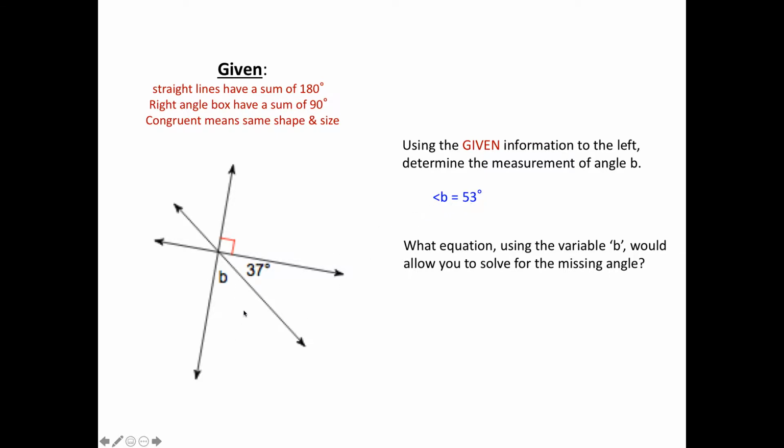be. The equation that we would set up is B plus 37 equals 90. And then when we do the subtraction property of equality, we subtract 37 from both sides and you get B equals 53. And again, that would make sense because it looks like this 37-degree angle is a little bit smaller than the 53-degree angle.